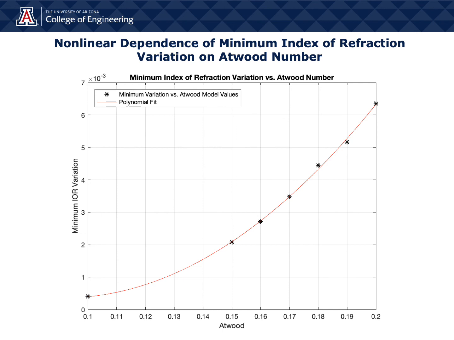This is possibly the most striking result from this modeling technique. It suggests that very small changes in Atwood number can have very large impact on index variation and thus image quality. We can compare various images that I have produced with experiments.